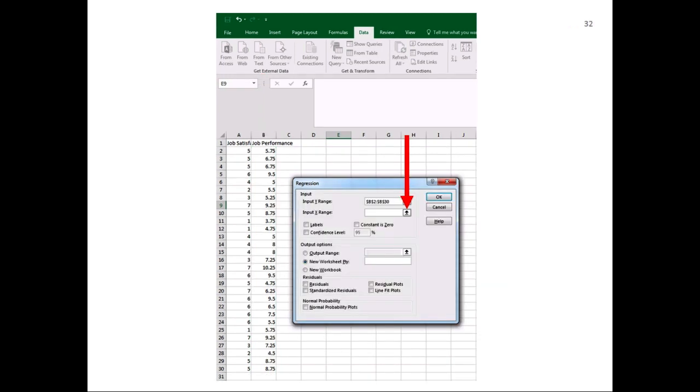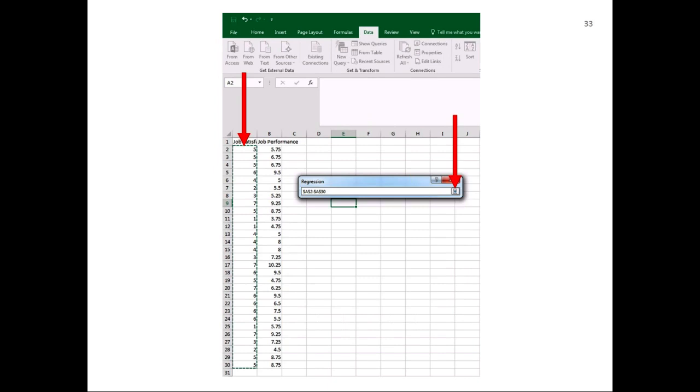And then go ahead and click this other button to input the X range. So the X range is going to be our predictor range. The X range is going to be our range for our predictor variables, or variable in this example. So click on that button. Highlight the data for our predictor or predictors. So go ahead and highlight that data for job satisfaction in this example.